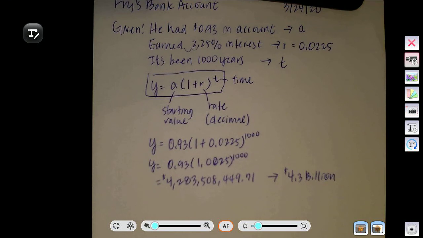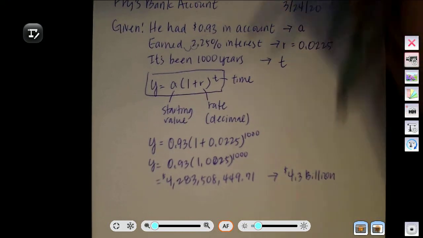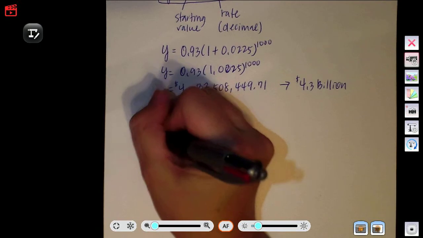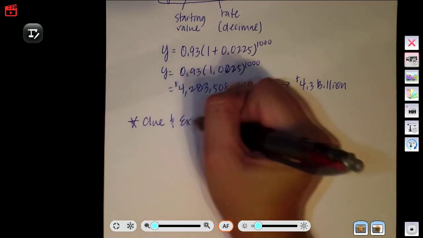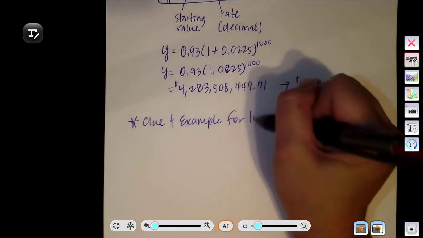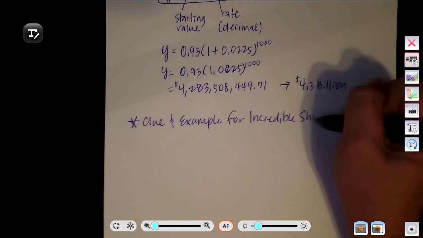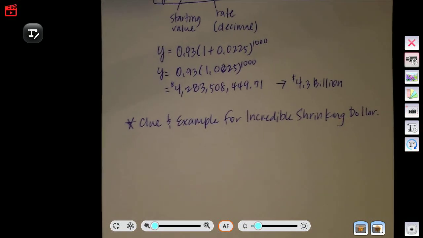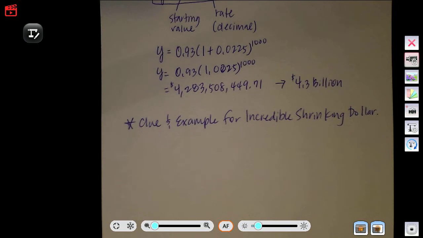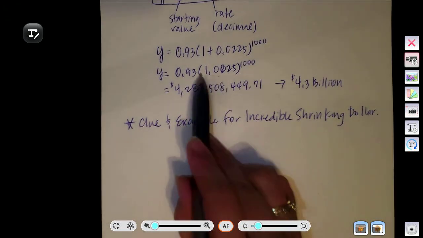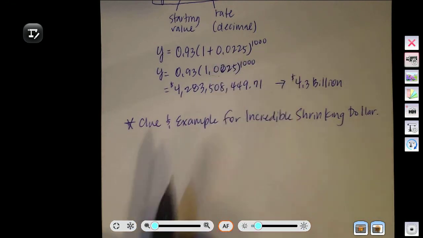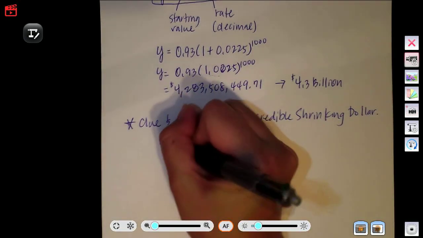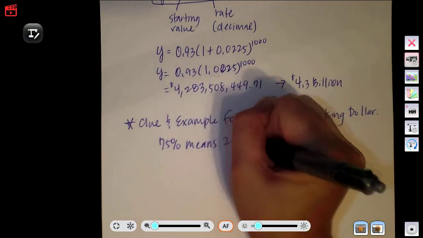So let me give you a little bit of clue about what you're going to be doing in today's lesson, which is the incredible shrinking dollar. When you're looking at the 75% reduction, that's actually this number right here. It's not that it's going up or down by 75%. It means that it's 75%, meaning 25% reduction.